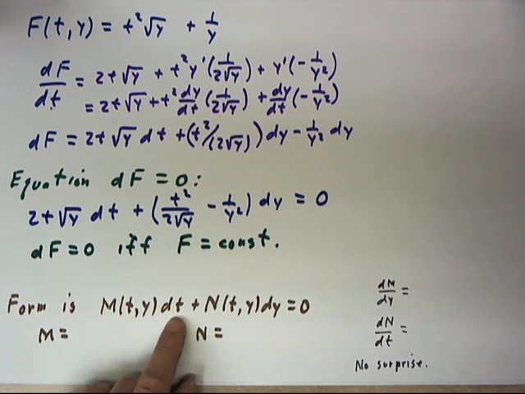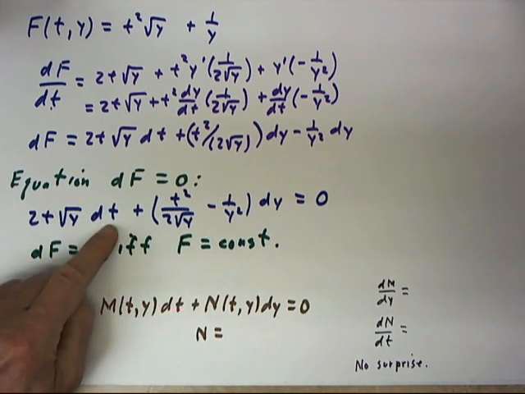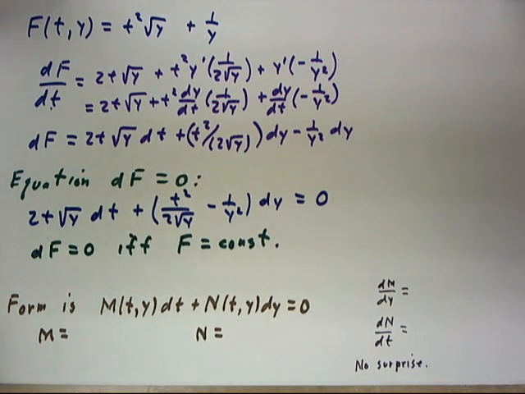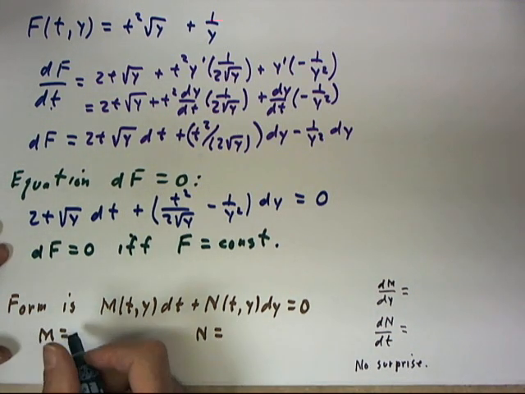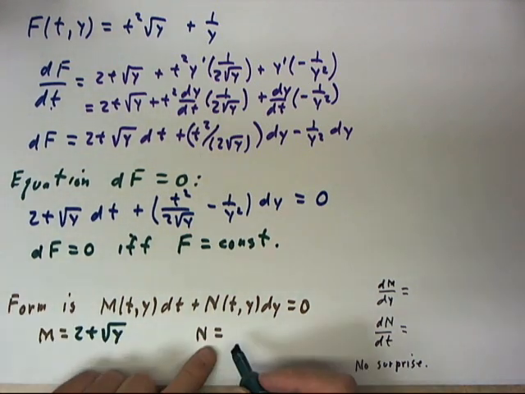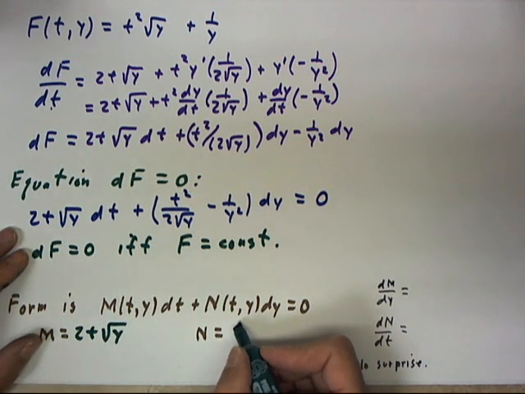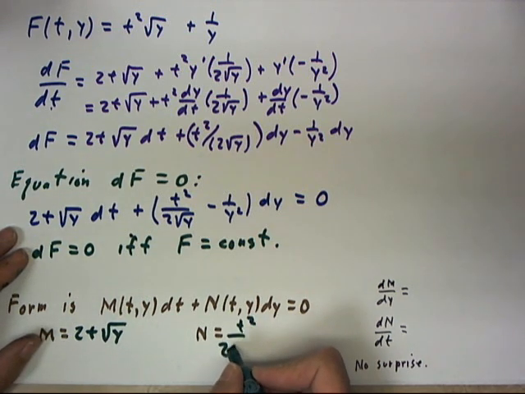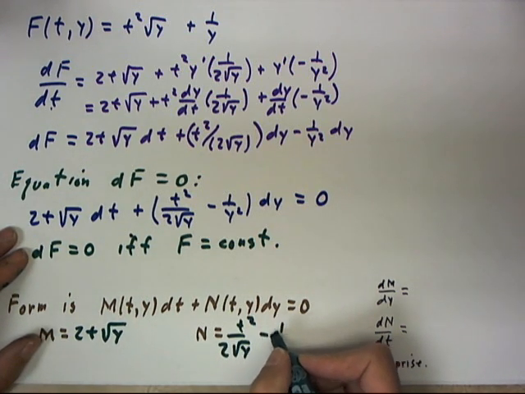So m of t,y dt, m of t,y is whatever is in front of the dt. So m equals what? M equals 2t square root of y. N equals t squared over 2 square root of y minus 1 over y squared.